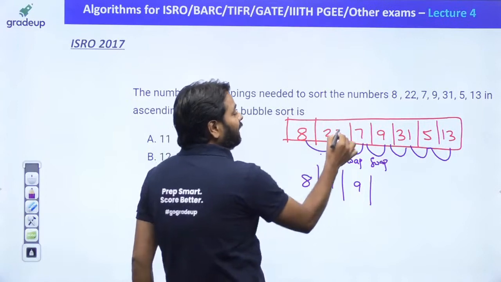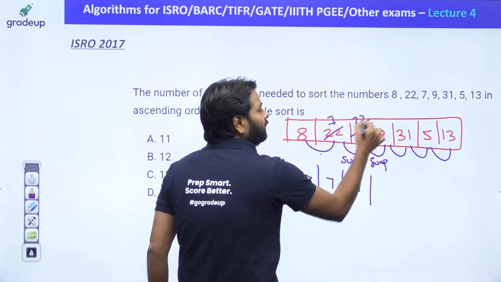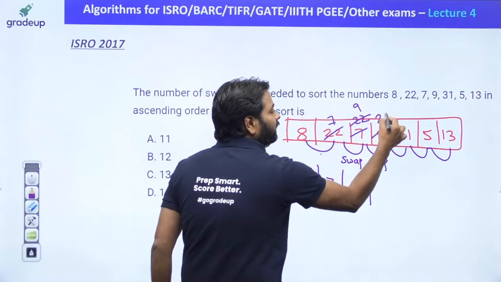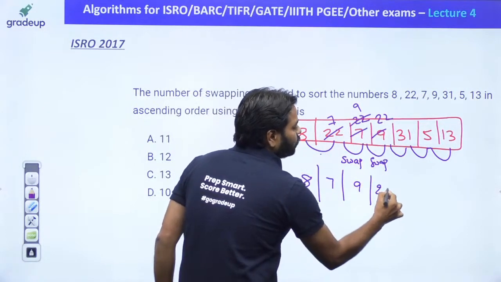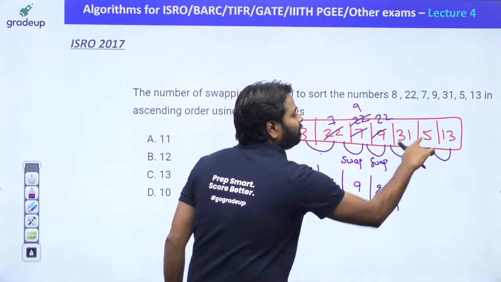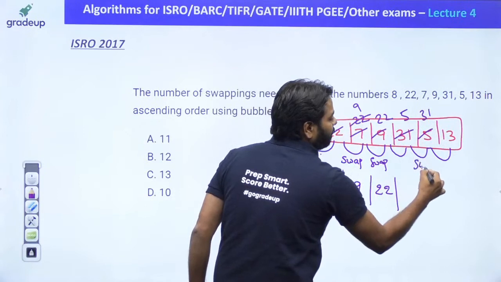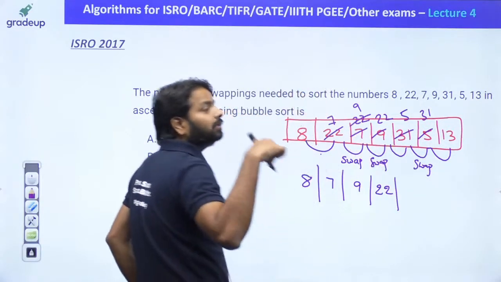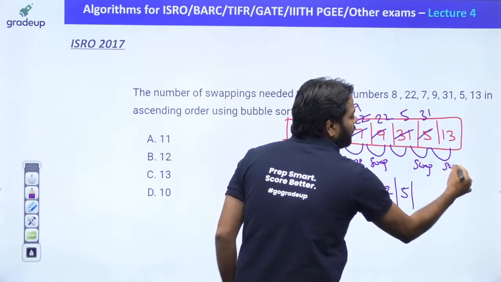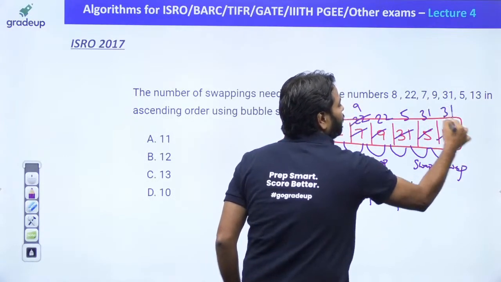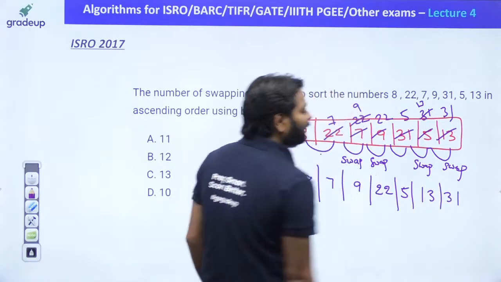Remember that. I'm not writing every time like this: 7, 22, and then 9, 22. It takes much time, guys. And no swap now. 22, and now 31, 5, yes, there is a swap, and you have to realize that without cancelling. And 31, anyhow, goes last. And 13. So you can do it manually without writing all.